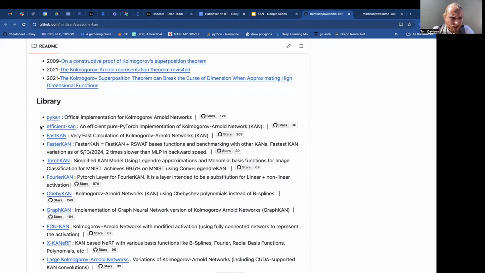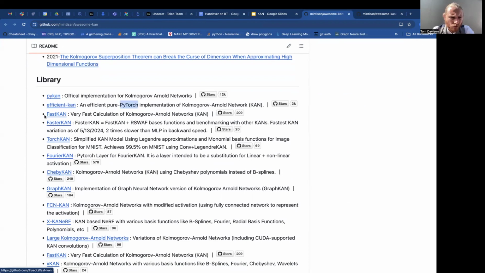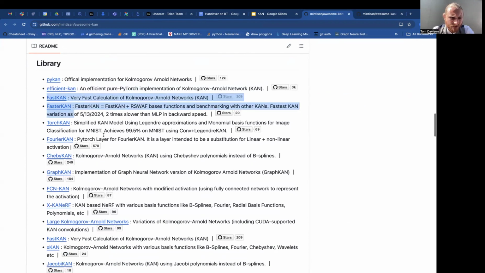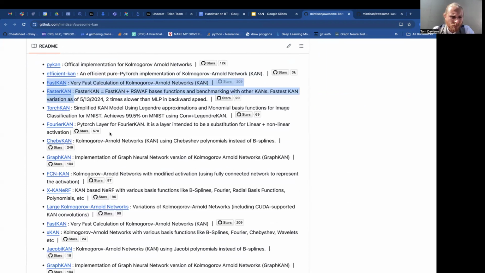Having said that, there is maybe a better one that's now come about. As I say, this was written by a physicist, so it's in pure Python. But there's a torch implementation you can find at Efficient CAN. That's what I was running on. There's already a ton of different implementations, faster CAN, fast CAN. And then there's all sorts of ways that people are playing with this.